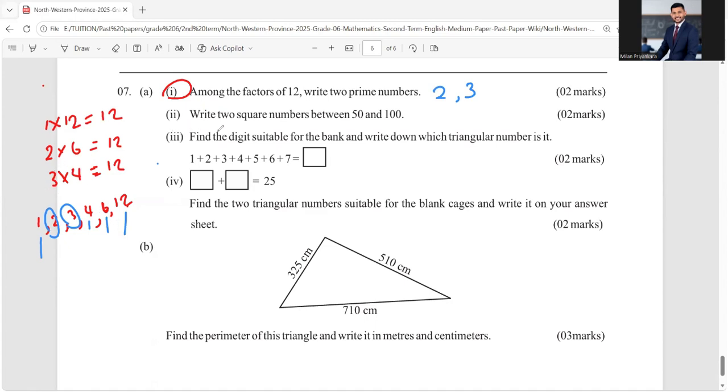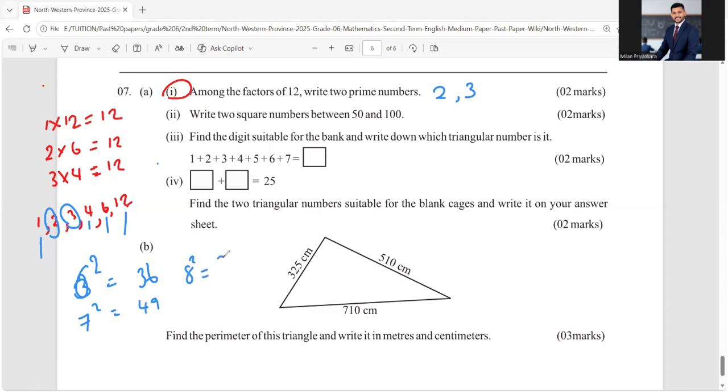Okay. And write two square numbers between 50 and 100. You know the square numbers. You can take 6 squared, which is equal to 36. So you cannot take that. 7 squared is equal to 49. You cannot take that.